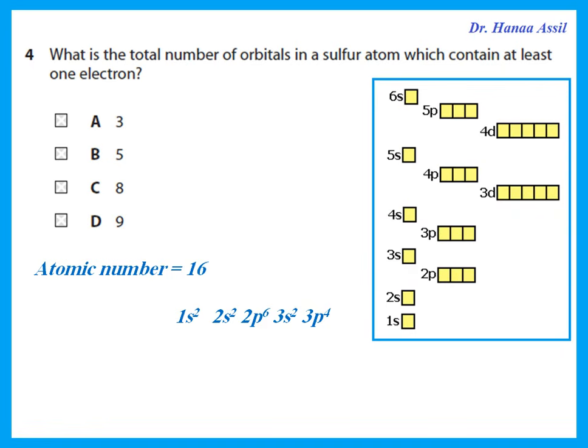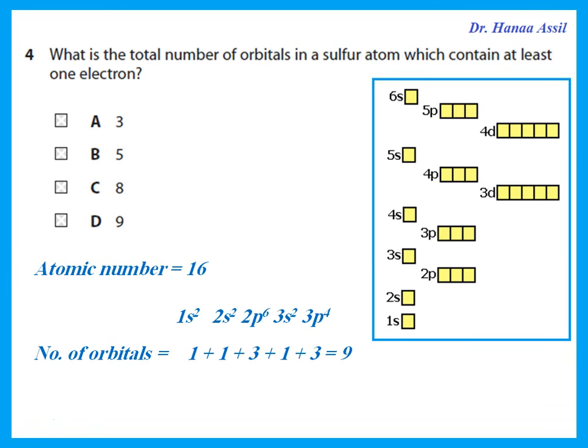You should know that we have one S. We will put 2 in it, and then we still have electrons. It will be 2s2, and then the 2p can take up to 6. 3s can take 2. The 3p can take up to 6, but I'm left with only 4. Remember, we have 16. So these are 16 electrons that have been distributed. Now, what is he asking? He's asking what is the total number of orbitals that contain electrons.